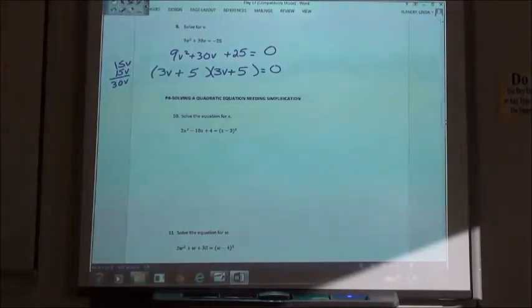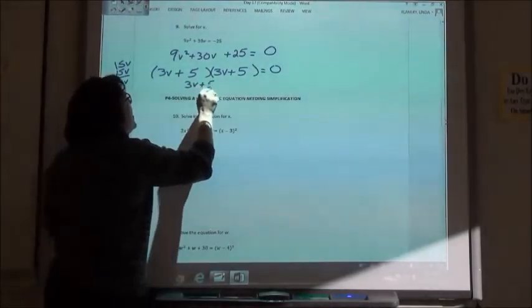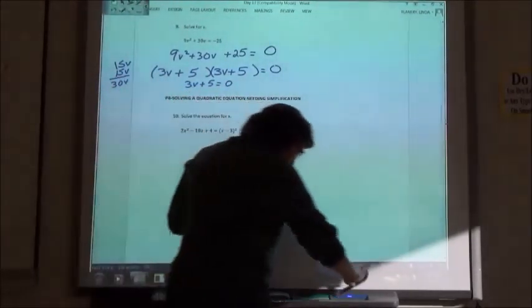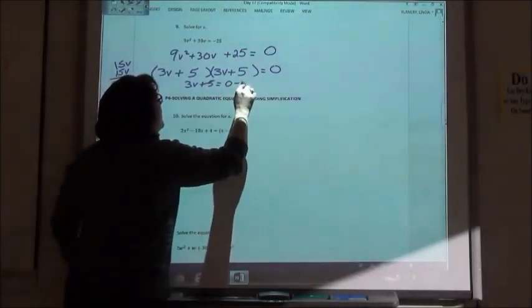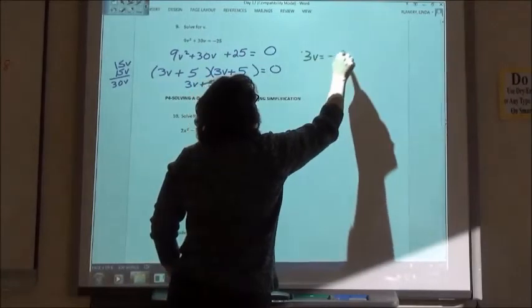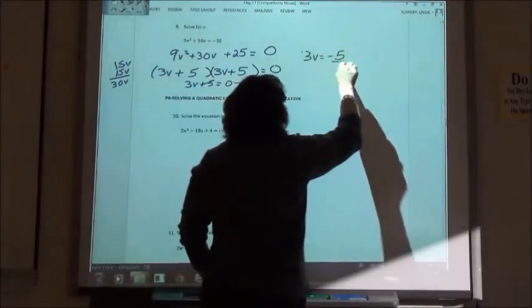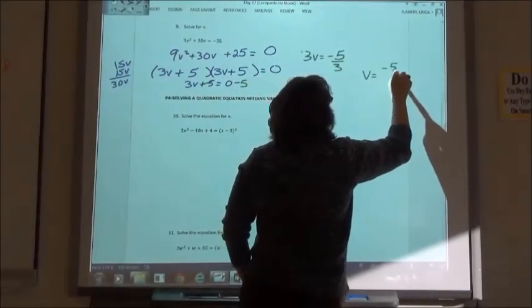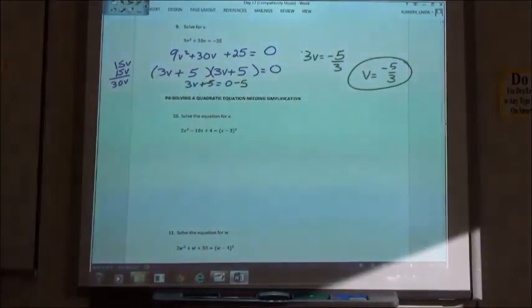Now notice that our two factors are the exact same thing. That means I get the same answer twice, so I really don't have to solve it twice. I'm just going to solve it one time because it's going to give me the same answer. If I have 3b plus 5 equals 0, what do I do to solve that? Minus my 5. So 3b equals negative 5. And then divide by my 3. So b equals negative 5/3. And on this one, we're going to only have one answer. They call it a double root because I get the same answer twice.